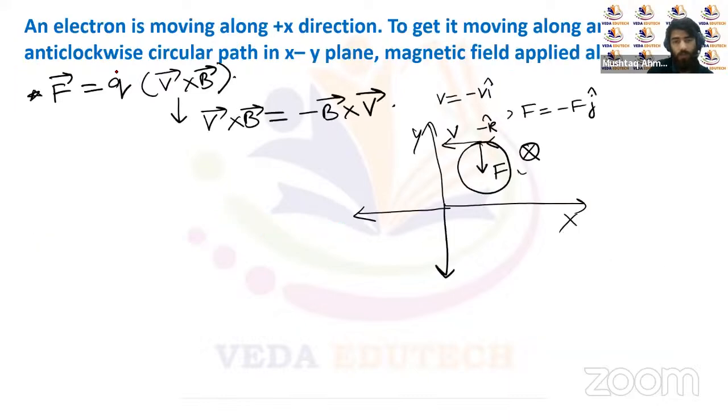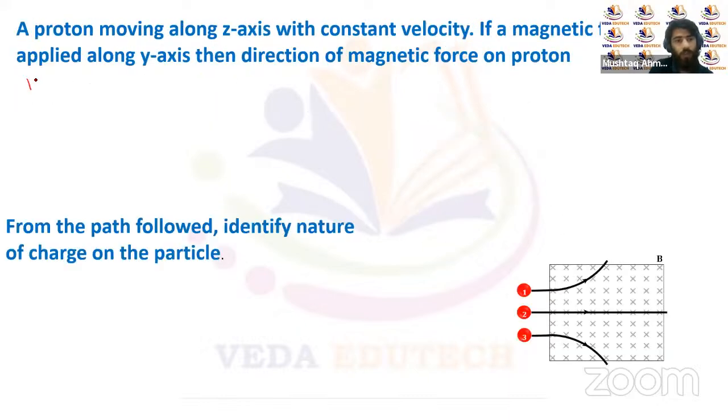So we can write the velocity vector v as having magnitude v and it's along the z-axis, so let's write it as v k cap. Similarly, the magnetic field here is along the y-axis. We can write the B vector as, let's suppose, B naught, since it's a uniform magnetic field along the y-axis, so B naught j cap.